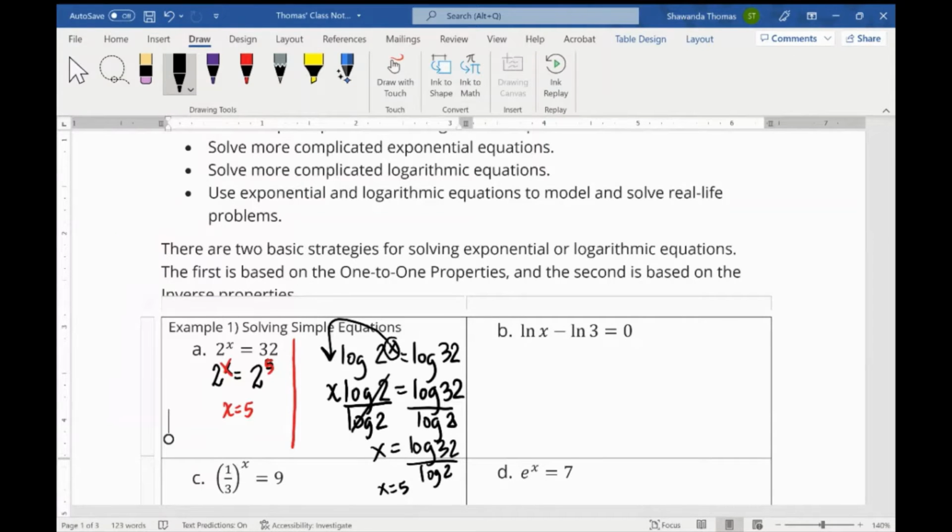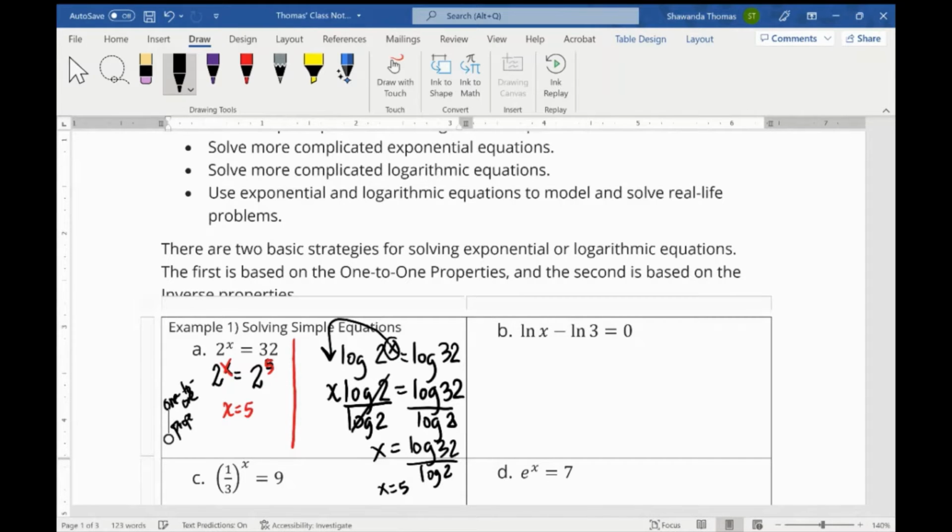But notice that for the second and third methods I used, you needed a calculator, versus the first method, where I used the one-to-one property and didn't have to use a calculator, right?